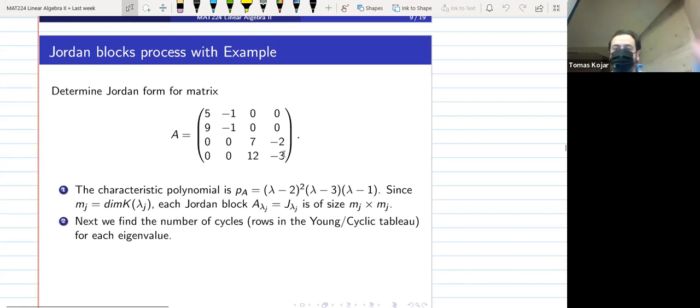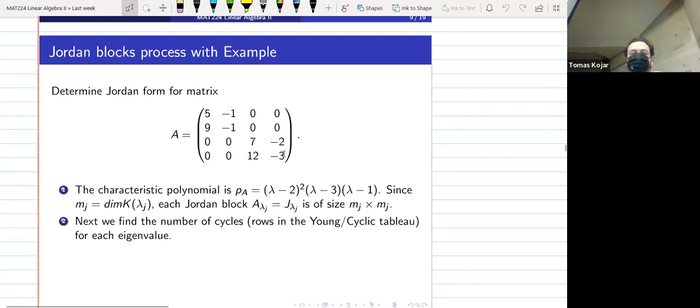All right, so let me briefly review what happened, because we haven't finished this. We found the eigenvalues, and by reading the multiplicity, you can get the size of the Jordan block. Since it is 2, the first block will be size 2 by 2, and the other two will be 1 by 1, 1 by 1.